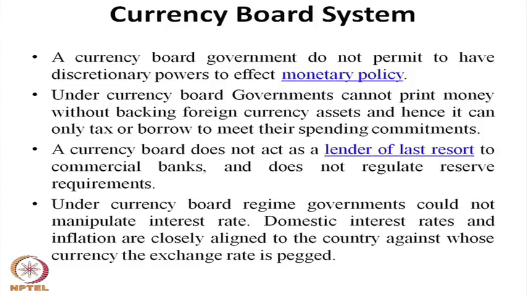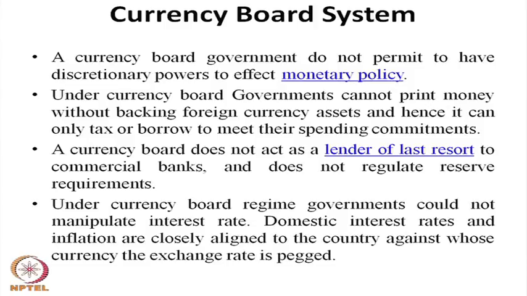So, under the currency board system, the government cannot have the freedom of deciding the domestic interest rate. Domestic interest rate and inflation are closely aligned with the country against whose currency the exchange rate is pegged. So, if the currency is aligned with the US dollar, the US interest rate and US inflation rate prevail upon the domestic economy.